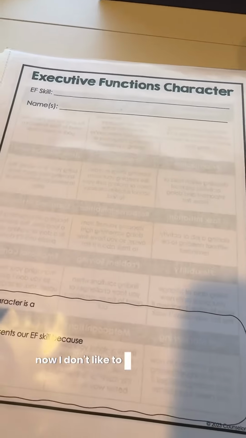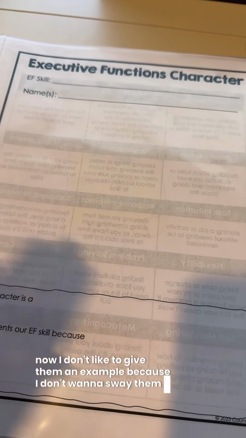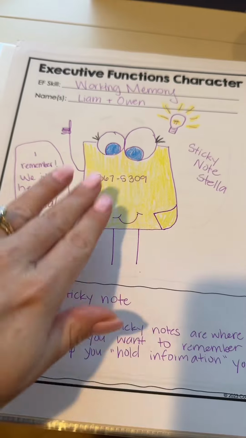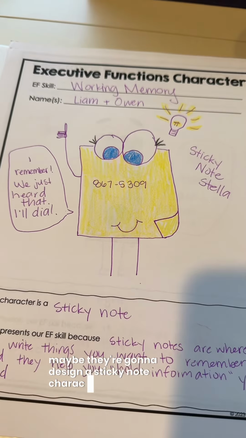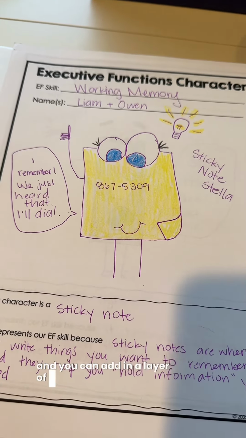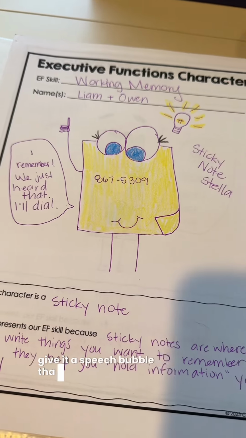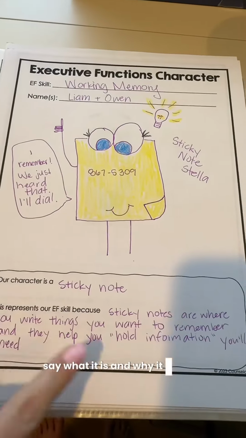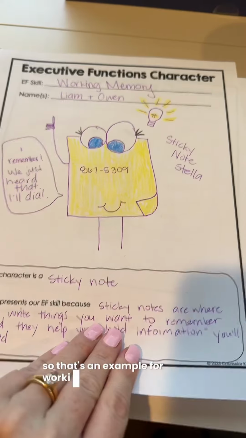Now, I don't like to give them an example because I don't want to sway them, but these are some examples for you to see. So if I assigned working memory, maybe they're going to design a sticky note character, and you can add in a layer of challenge and say, give it a speech bubble that shows that you know what it is, but they're going to design their character, say what it is and why it represents their skill. So that's an example for working memory.